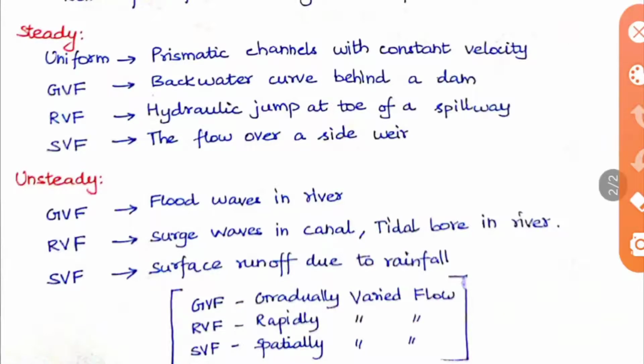Rapidly varied flow means the depth changes are very large over very short distances. So that is called rapidly varied flow. The example given here is the hydraulic jump at the toe of the spillway.